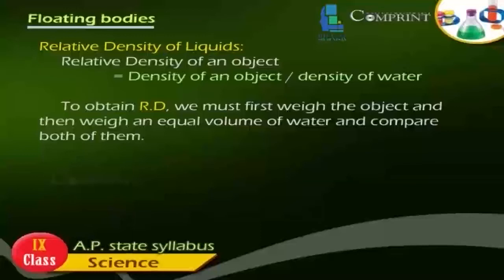Relative density of an object is equal to density of the object by density of water. To obtain relative density, we must first weigh the object and then weigh an equal volume of water and compare both of them.